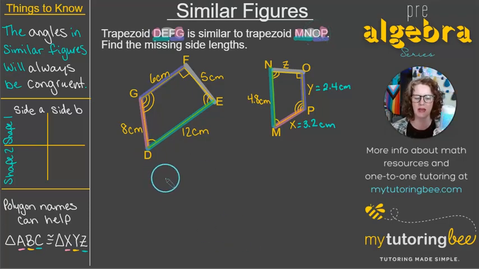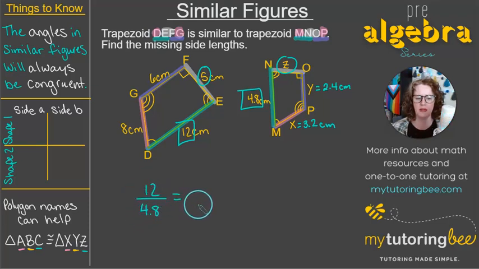All right, let's go ahead and set up. I'm going to use the 12 and the 4.8 again. And then for the Z and 5 centimeters, I'm going to put a circle around those. So we've got 12 over 4.8 equals, and then since the 12 and the 5 come from the same trapezoid, the 5 needs to be on the top there, and then the Z can be in the denominator. I could have also set this up as 12 over 5 equals 4.8 over Z. That would still give us the same answer.